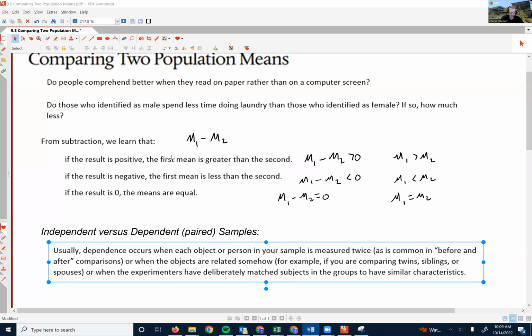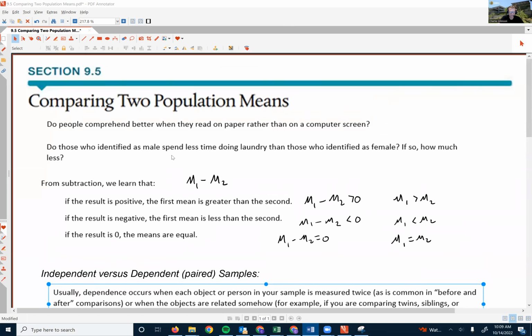And in the next video, I'll cover an example on how to distinguish between independent versus dependent samples. And this concludes the introduction video to comparing two population means.